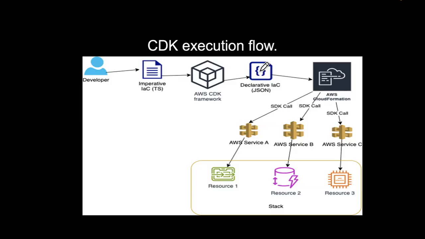And then from there on, it's the same as if you were writing CloudFormation natively. So the CloudFormation template is passed up to the CloudFormation service. It then interprets this and talks to the individual AWS services and tells them to create particular resources and configure them accordingly. That's the flow of execution when you're using the CDK framework.